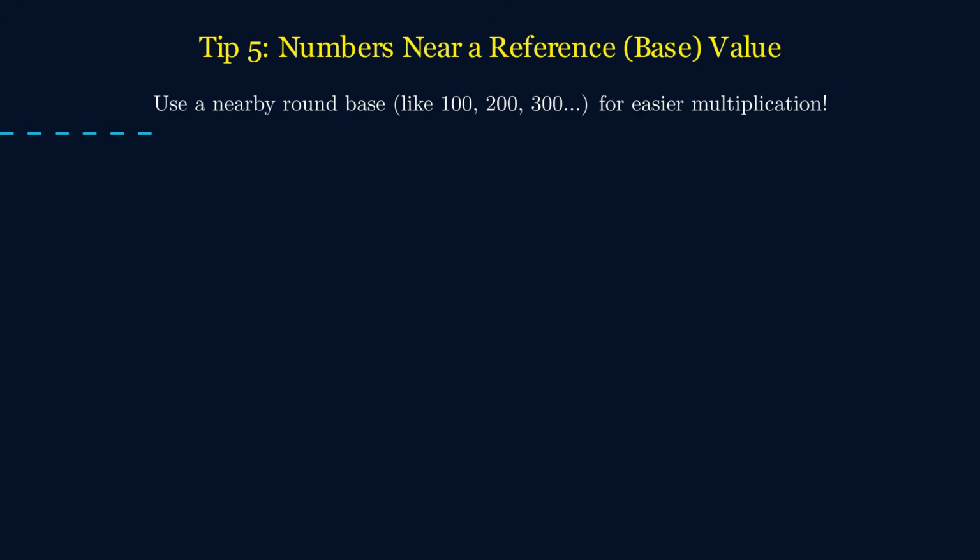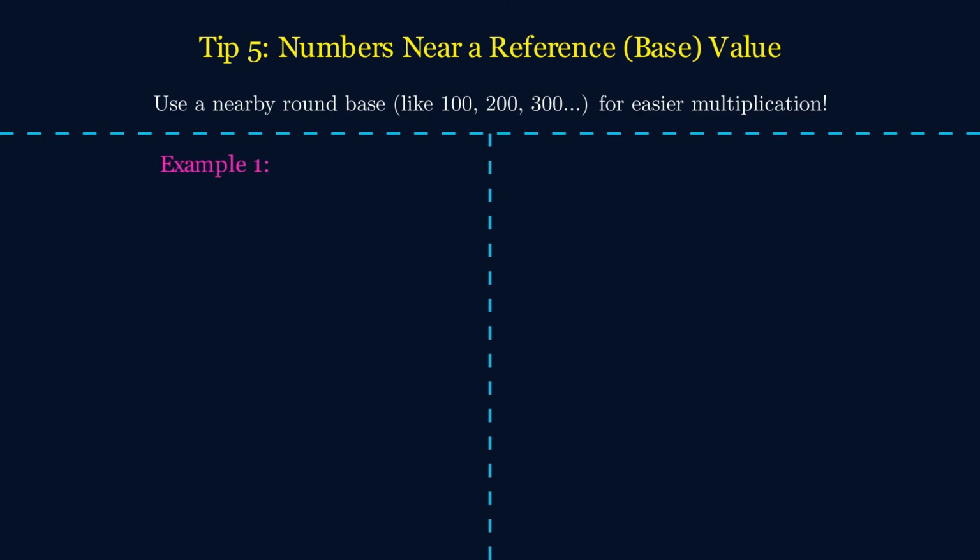Tip number 5, using a nearby base for multiplication. This trick works best when both numbers are close to some round reference point, like 100, 200, or 1,000. Let's start with the first example. 312 times 305. Both numbers are close to 300, so that'll be our base.